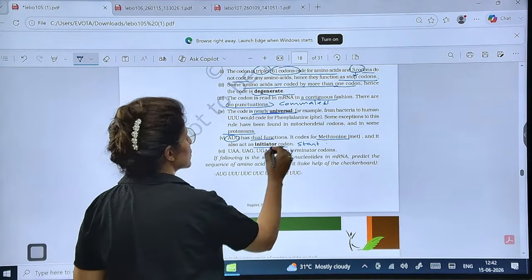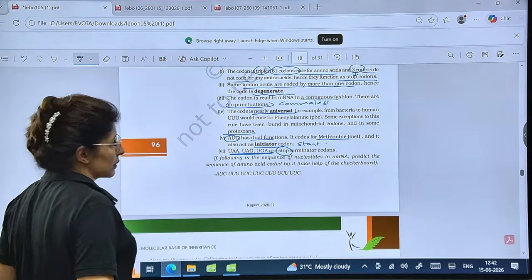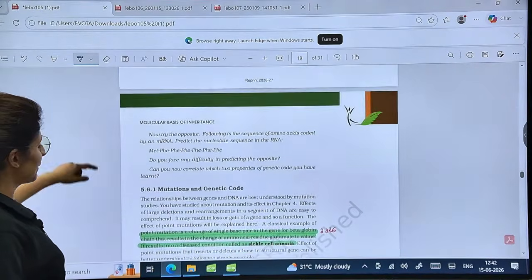And which are the 3 stop codons? You have to learn these names. Is that clear? Now, coming on to mutations.